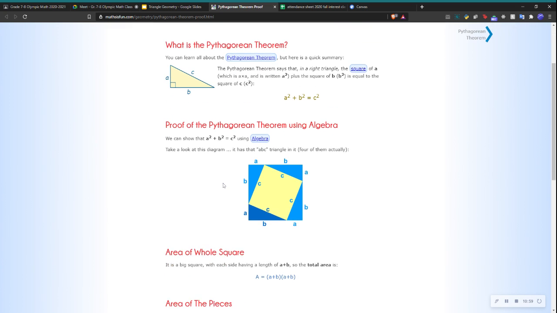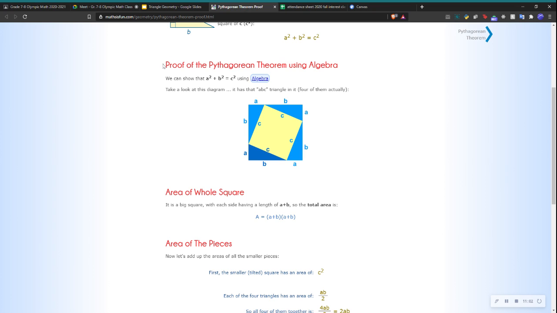So here to explain what it is, they prove it using algebra and this diagram right here. They have this large square and then another square inside that square. Here they're going to show that a squared plus b squared equals c squared without knowledge of the Pythagorean theorem beforehand. They're going to prove it right here. So what you do first is find the area of the entire square.